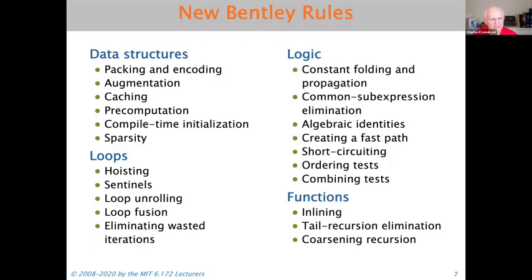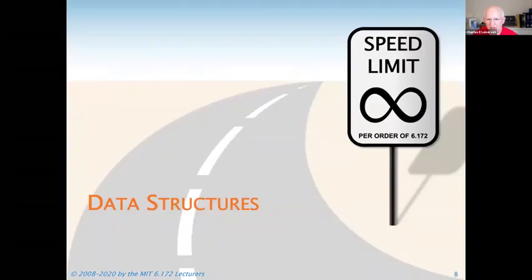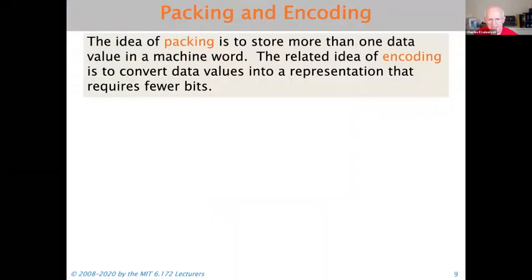There are four areas that it covers: data structures, loops, logic, and functions. Actually, I think I do them in the order: data structures, logic, loops, and functions. So we're going to start with data structures. Now, data structures is about how you can use data structures to improve performance. And the first idea, the first Bentley rule, has to do with packing and encoding.